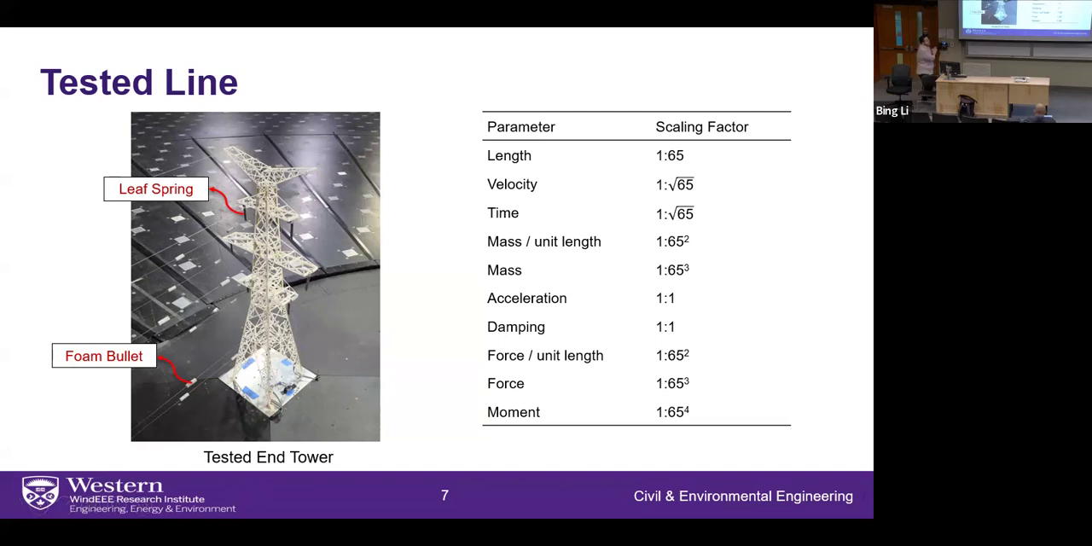We are also modeling the conductors using a cable, which represents the scaled mass of the conductors. But here we are distorting the scaled diameter of the conductor. So we are adding a foam bolus, as shown here, to compensate for the reduction in the aerodynamic forces of those cables due to the scaled diameter. The cables here are attached to the end tower using leaf springs to ensure the rigid connection of the cables to the end tower.